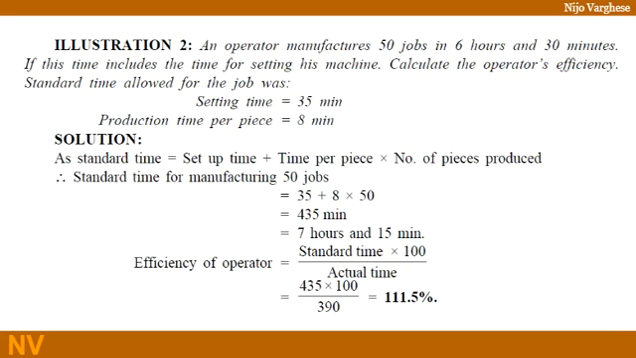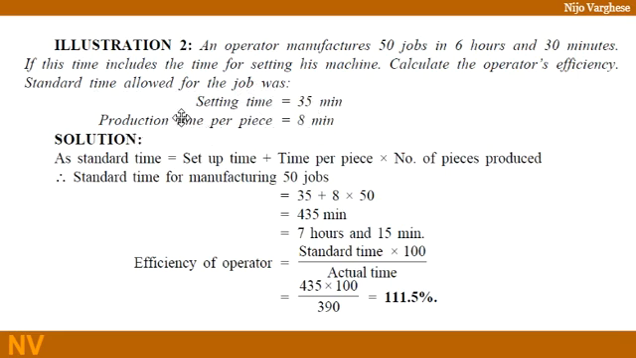Now let's look into another illustration. An operator manufactures 50 jobs in 6 hours and 30 minutes. If this time includes the time for setting his machine, calculate the operator's efficiency. Standard time allowed for the job was setting time 35 minutes, production time per piece is 8 minutes.